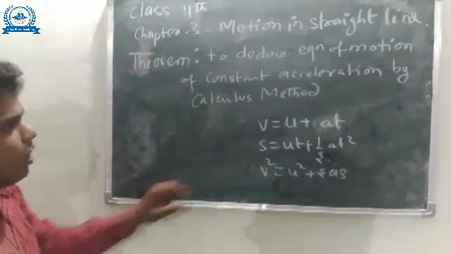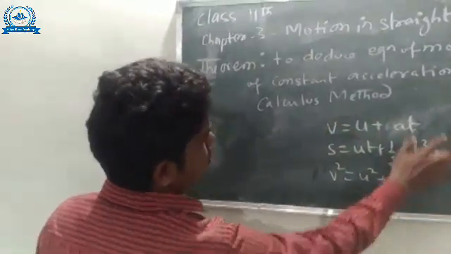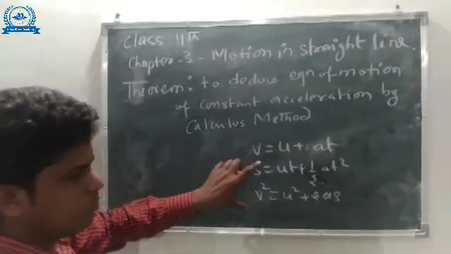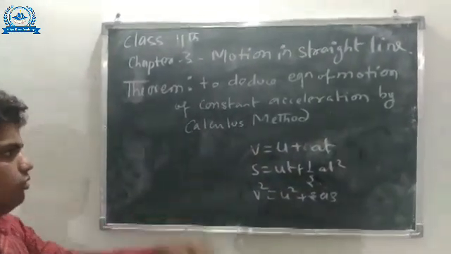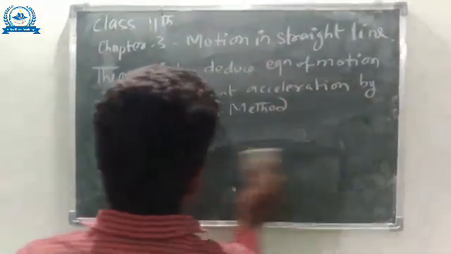So let us prove how these three equations of motion came out. We shall see how the proof of these equations came about. Okay, so let us see the proof of this theorem.